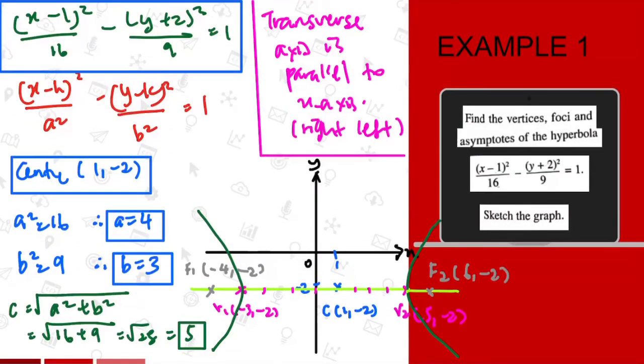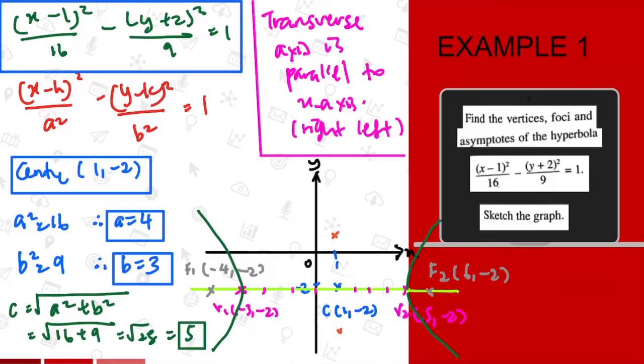Moving on, let us utilize the value of b equal to 3. So this is involving your co-vertices. From the center, let's go up by 3 units, and let's go down by 3 units. So that is the point of your co-vertices.